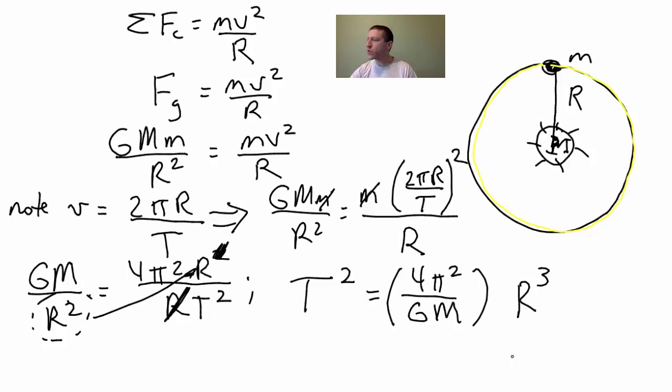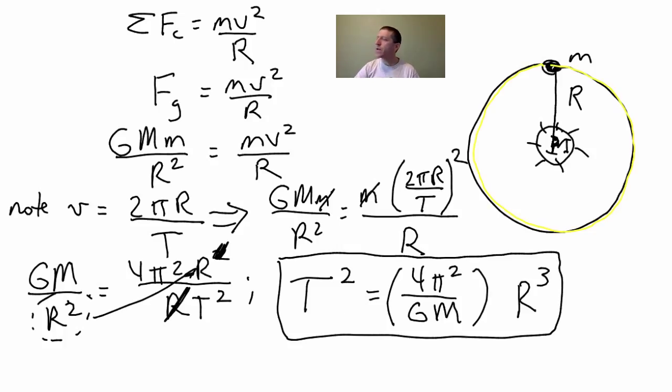So you can see we have just derived it for circular orbits. The period squared of the planet's orbit will equal this constant, which depends on the mass of the sun, that's a capital M right there, 4 pi squared over G big M times r cubed. So T squared, the period squared, is proportional to r cubed. That is Kepler's third law.